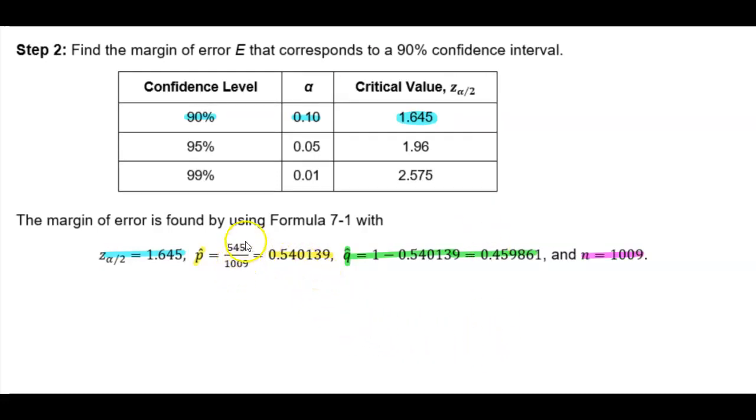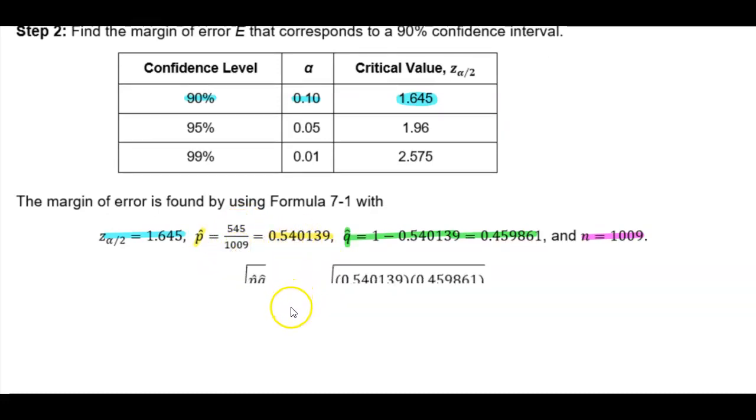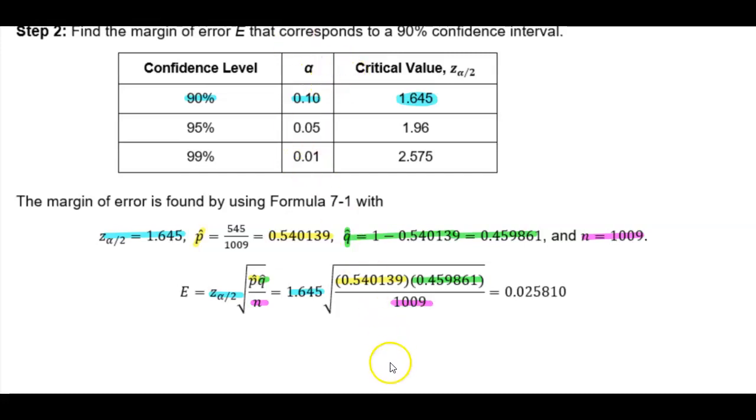In this case, we want to make sure that we find the decimal equivalent, since we're going to be doing this by hand. Now we plug this into our formula. The critical value is 1.645, multiplied by the square root of the point estimate 0.540139 times its complement, divided by the sample size, 1009. Let's go ahead and do that on our calculator to verify our solution.